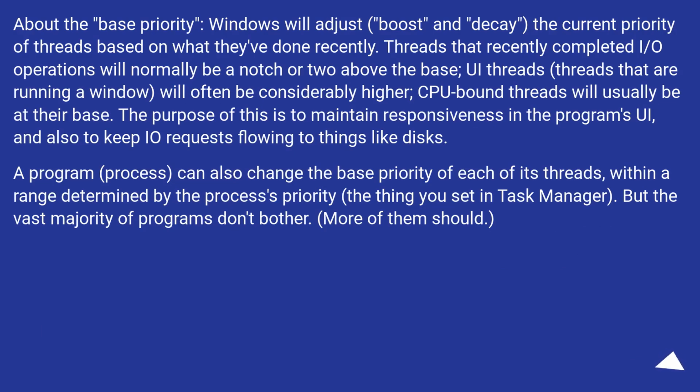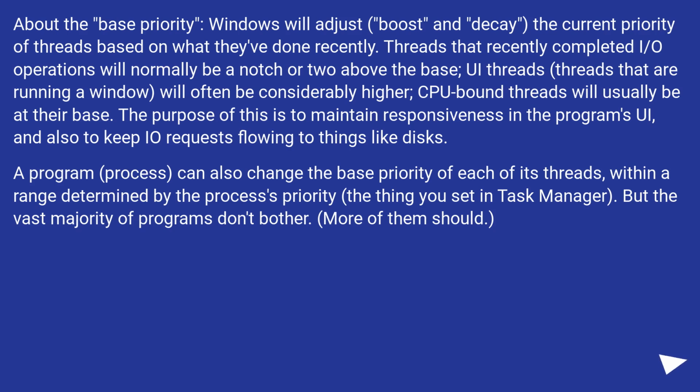About the base priority, Windows will adjust, boost and decay the current priority of threads based on what they've done recently. Threads that recently completed I/O operations will normally be a notch or two above the base. UI threads, threads that are running a window, will often be considerably higher. CPU-bound threads will usually be at their base.